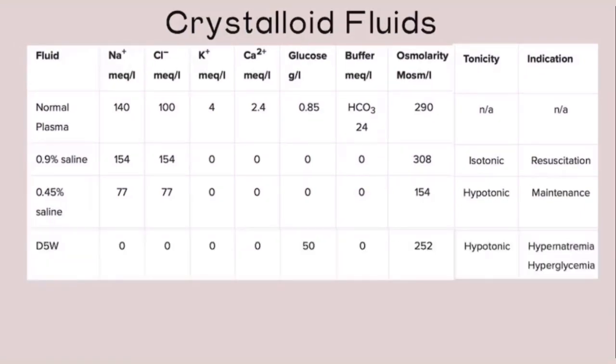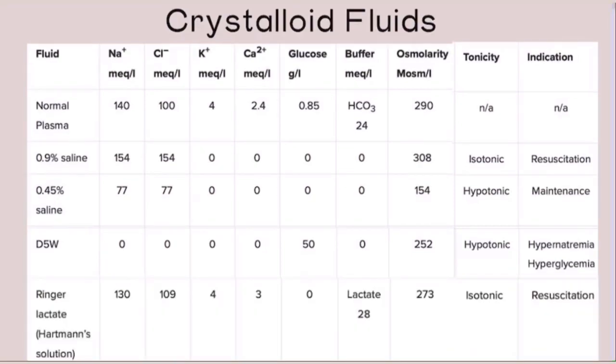The next crystalloid is D5W, which is electrolyte-free sugar water. The name D5W is short for 5% dextrose in water, where dextrose is another name for glucose. So this is composed of 50 grams of glucose dissolved in 1 liter of water. The calculated osmolarity is 252 milliosmoles per liter, which is hypotonic. It is not used as a maintenance fluid since none of it stays in the intravascular space. Instead, it is used solely in hypernatremia, where one is trying to bring down plasma osmolarity.